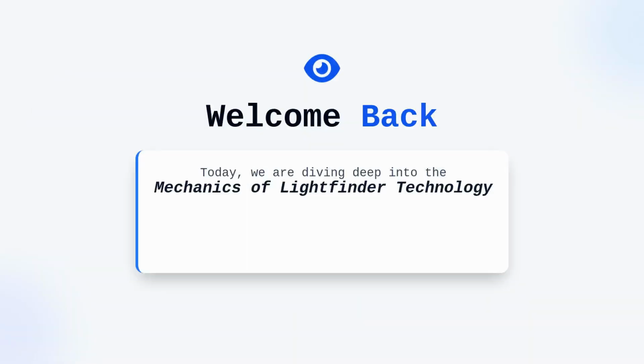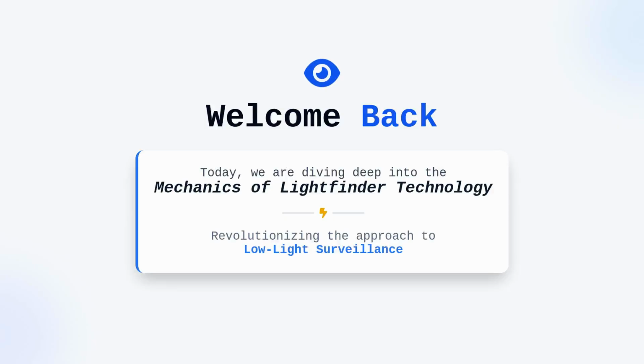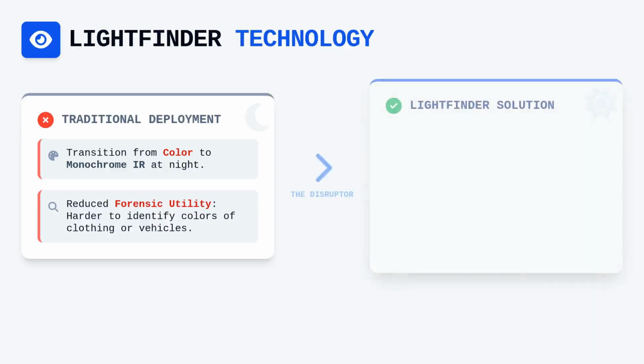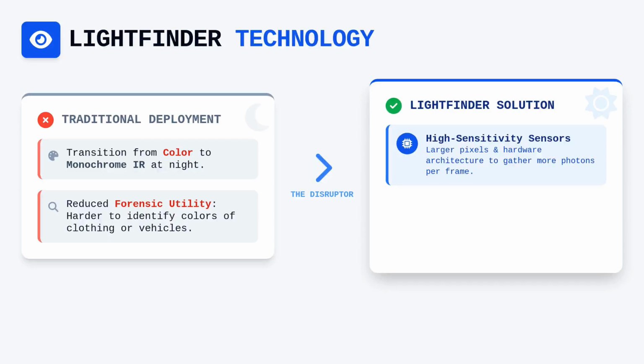Welcome back. Today, we are going to explore the mechanics behind Lightfinder technology and how it changes our approach to low-light surveillance. In traditional security camera deployments, the arrival of nightfall usually signals a transition from color video to a monochrome infrared state. This shift is a compromise, as the loss of color information significantly impairs forensic utility, making it harder to discern specific details like the color of a suspect's jacket or the hue of a vehicle. Lightfinder technology disrupts this status quo by utilizing a specialized combination of high-sensitivity sensors and sophisticated image processing.